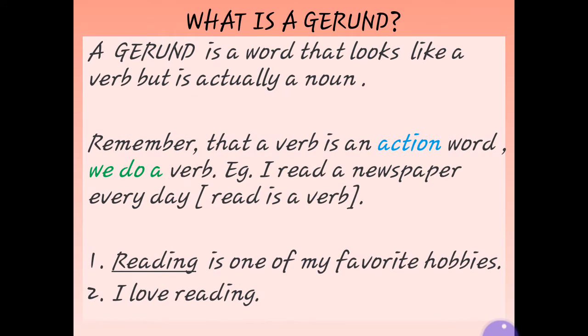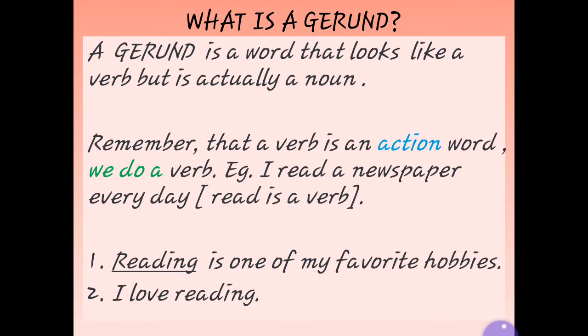Remember that a verb is an action word, a doing word, a stating word. So we do verbs. The verb is the action, we do verbs. For instance, I read a newspaper every day. What do I do? I read. That's an action, that's a doing word. So that's a verb. But look at these other sentences. Reading is one of my favorite hobbies. What is reading? The name of that favorite hobby is reading.